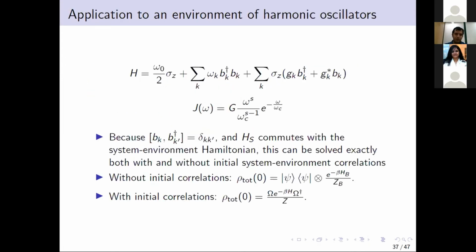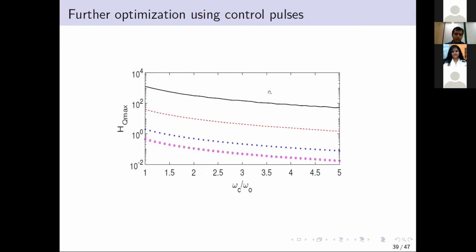And if you optimize over the pulse sequences, you can get something like this. This black curve is with correlations and the optimized control pulses that you use. And these magenta dots are with you being lazy and doing nothing. You're not taking any correlations into account, and you're not applying any pulses. And this is orders of magnitude higher. So you can estimate the environment in a much better way if you apply optimized control pulses and take into account the probe environment correlation.